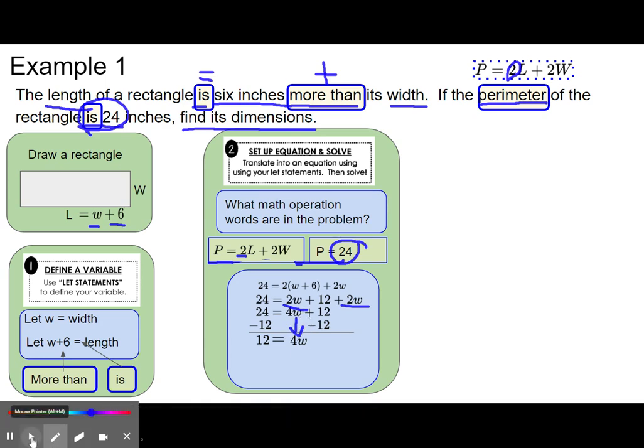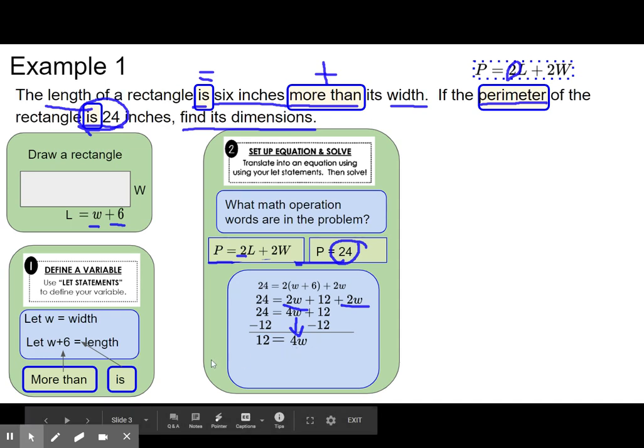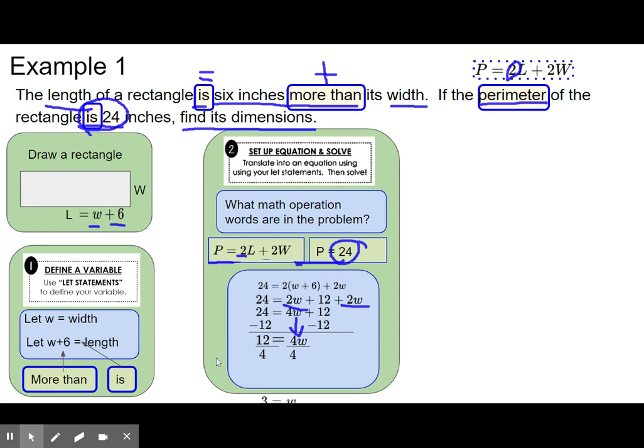There's one more step. There's something with the W still, but he needs to be by himself. Isolate him. Divide both sides by 4. You get 3. W is 3.